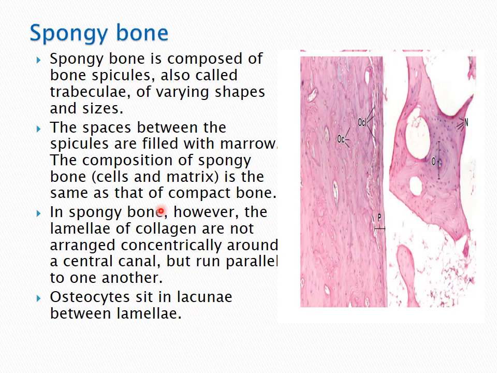So the spongy bone is composed of the bone spicules. They are also called the trabeculae. Therefore, the spongy bone is also called the trabecular bone or the cancellous bone. These trabeculae or spicules of the bone are of varying shapes and sizes. The spaces between the spicules are filled with the marrow. The composition of the spongy bone, the cells and the matrix, is the same as that of the compact bone. However, in the spongy bone, the lamellae of the collagen are not arranged concentrically around the central Haversian canal, but they run parallel to one another. So osteocytes sit in the lacunae between the lamellae.